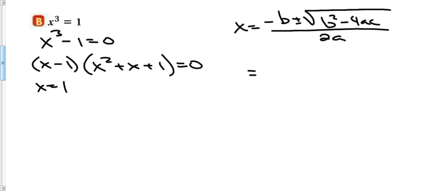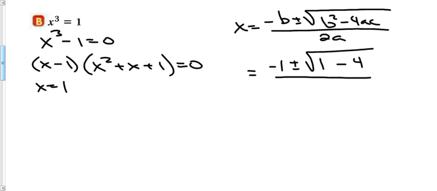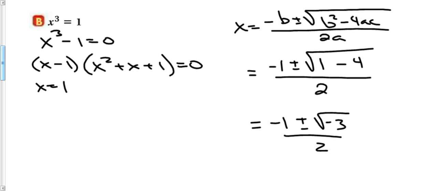So that gives me negative 1 plus or minus the square root of 1 minus 4 times 1 times 1, which gives me a minus 4, over 2a, which gives me negative 1 plus or minus the square root of negative 3 over 2, which of course the square root of negative 3 is going to be i radical 3. So my answer is here: x is going to equal negative 1 plus or minus i radical 3 over 2.